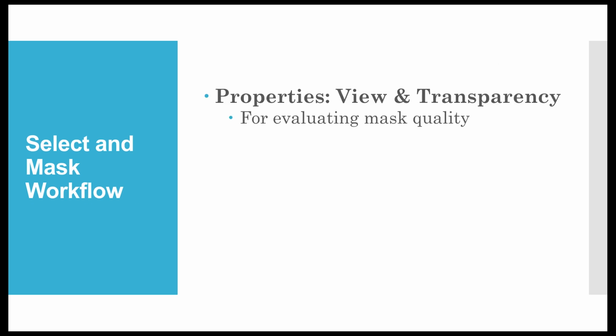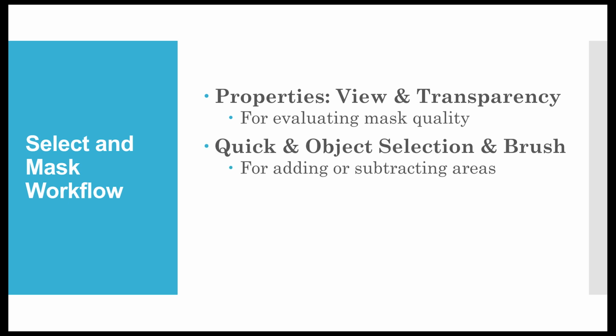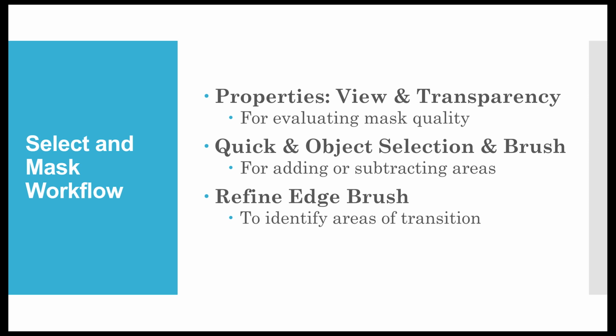So what's involved in the Select and Mask workflow? Well, first, there's the properties, view and transparency. And those don't affect the actual mask at the very end. It's simply for adjusting how you're evaluating the mask quality. There are also some tools on the left-hand side of the screen. There's a quick and an object selection and brush. And those are for adding or subtracting areas. And they work similar to the selection tools that you've used before.